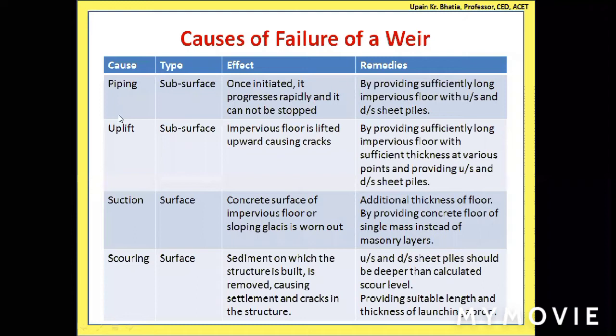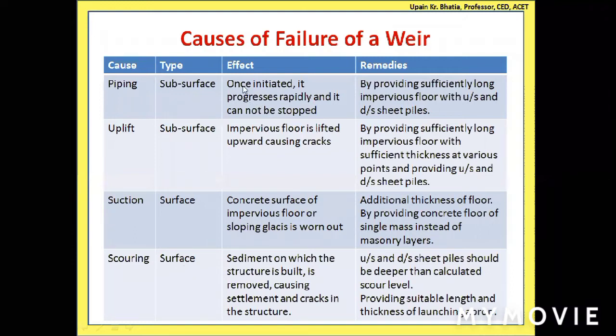Suction and scouring are caused by the water which is flowing on the upper side, that is the surface flow, which is flowing above this weir. So the first two causes are of subsurface flow type, and the further two causes are due to the surface flow. So what are their effects?